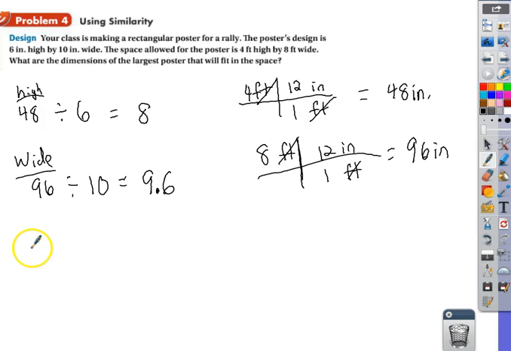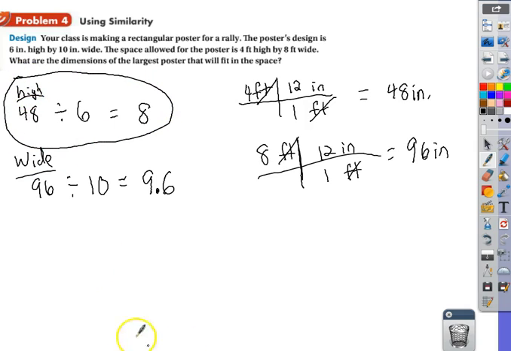Yeah, that's right, 9.6. So which one of these is the smaller? This scale factor right here is the more limiting scale factor. The biggest thing I can do with this poster is scale it up by a factor of 8. I can't scale it up by a factor of 9.6 because then it won't fit on the height part. It'll fit exactly on the wide part, but then it wouldn't fit on the height part.